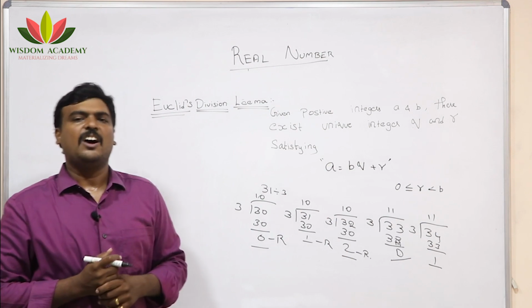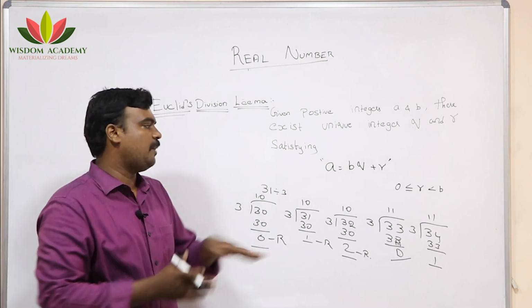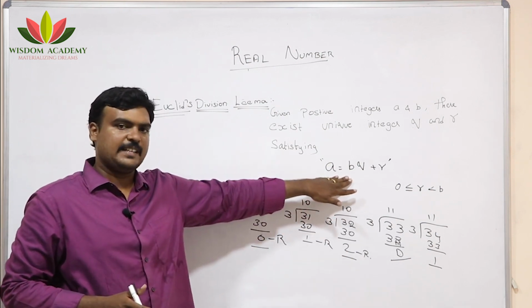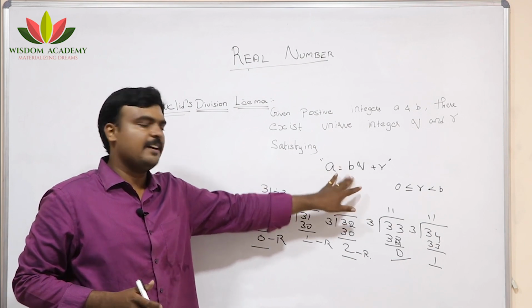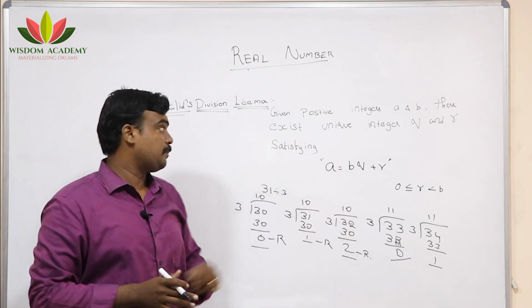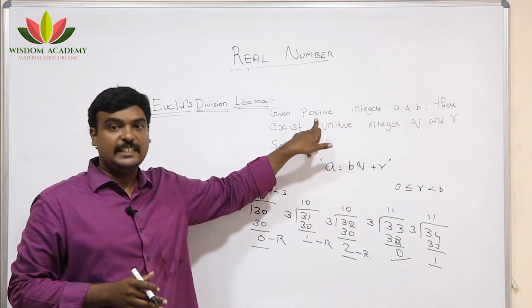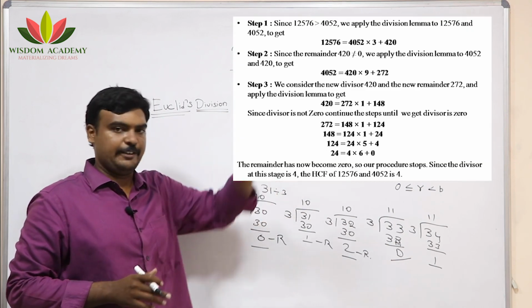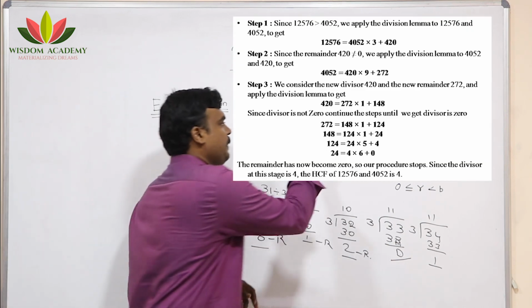By this way, all the numbers can be expressed in the form of a = bq + r, where a and b are unique integers. We are speaking about only positive integers. Here we are not speaking about negative integers. That you have to note, very important thing.